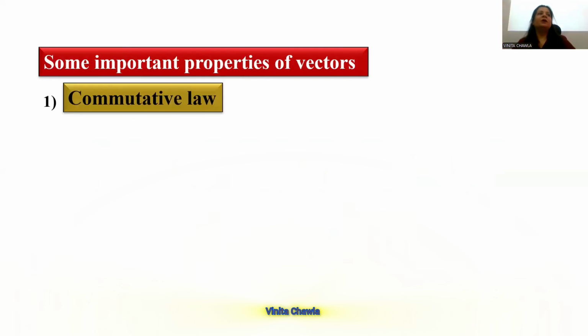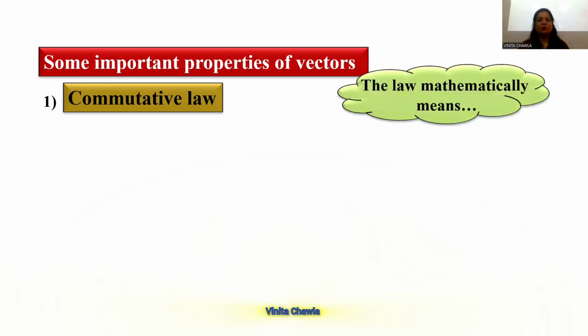So you have done commutativity in mathematics. When two numbers are said to be commutative, we say that whole numbers are commutative in addition, natural numbers are commutative in addition. We have done this. Rational numbers are commutative in addition. So what is commutativity? A plus B is equal to B plus A. So for vectors, we can apply this law, commutative law.